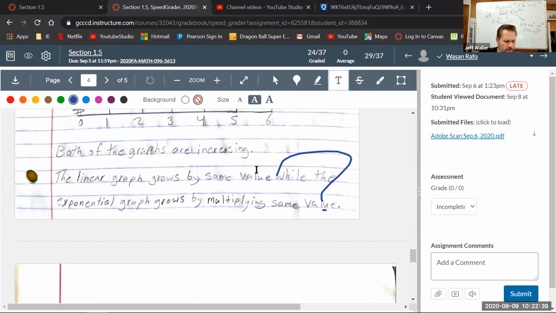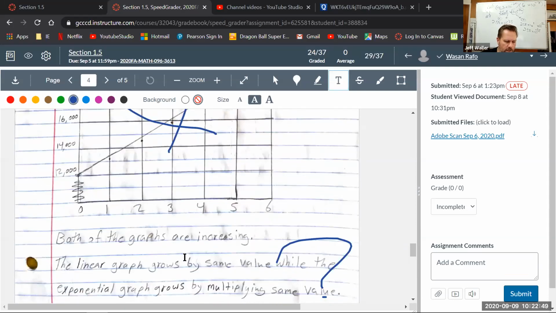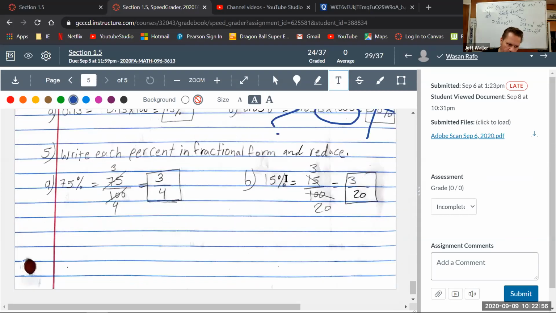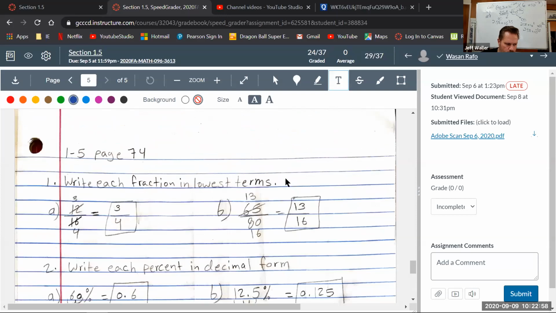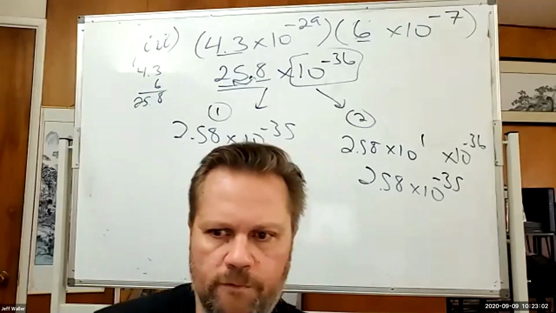And then this, I just put a question mark because you're supposed to explain graphically what's different. So I know a linear graph grows by the same value, but it looks like a straight line. And exponential will look like a curve. Yeah, that's the main difference visually. It should look like a curve, not a straight line. Okay. Cool. I got you.